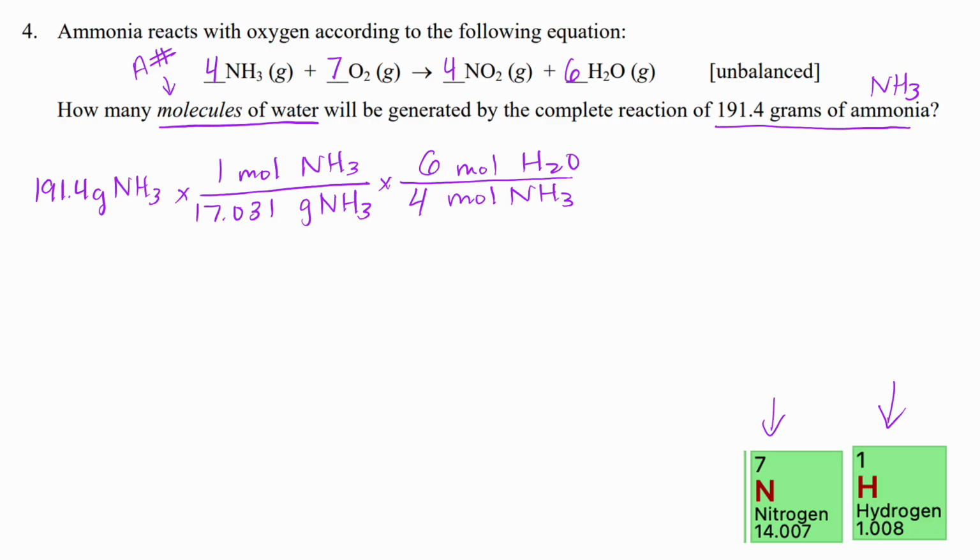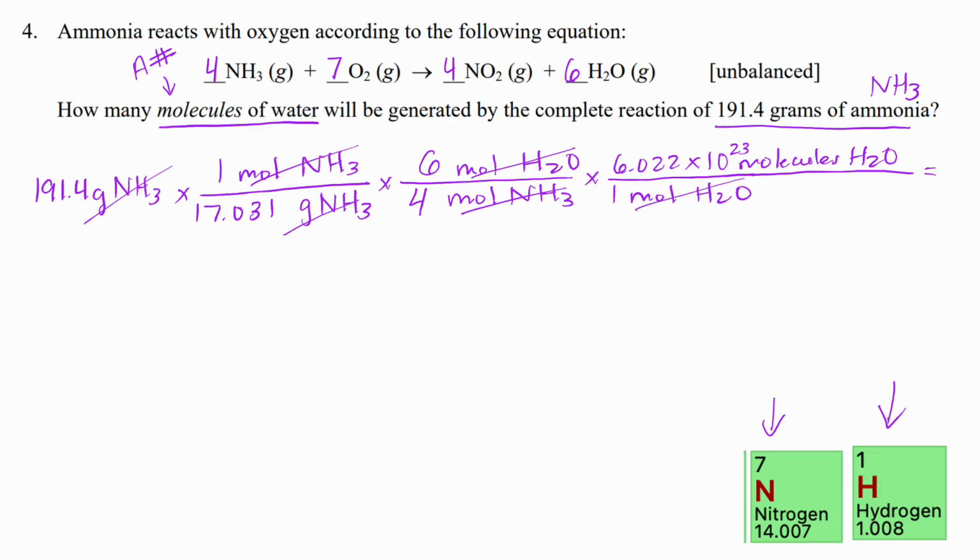Now, from here, if they were asking for moles of water, we would be done, but they're not. They're asking for molecules. So we need to use Avogadro's number. And we know Avogadro's number is equal to 1 mole. So since we want to get rid of moles of water, 1 mole of water is going to be on the top, and that is equal to 6.022 times 10 to the 23rd molecules of water. So now if you wanted to double check your units, grams of ammonia is gone, moles of ammonia is gone, moles of water is gone, and I'm left with molecules of water, which is exactly what it's asking for.